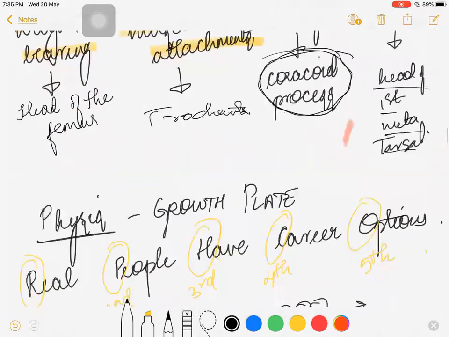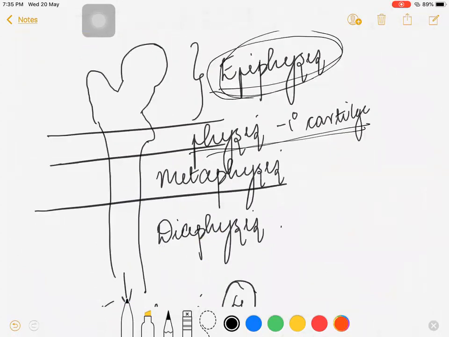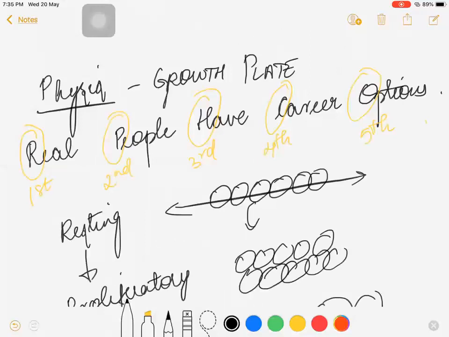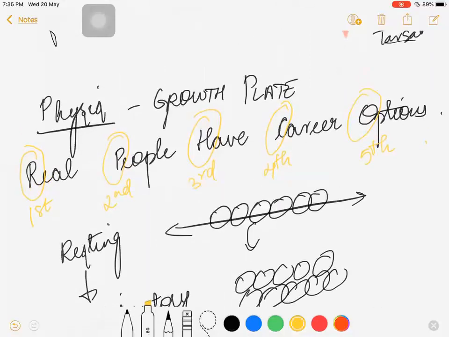Then the second layer, if you're talking about the second layer, that's the physis. Physis, you can call it a primary cartilaginous joint because it's made up of cartilage which gets converted into bones, okay? So for this physis I have a mnemonic, which is "real people have career options", just R, P, H, C, and O.